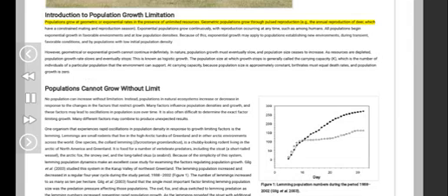Populations grow at geometric or exponential rates in the presence of unlimited resources. Geometric populations grow through pulsed reproduction, e.g., the annual reproduction of deer, which have a constrained mating and reproduction season. Exponential populations grow continuously, with reproduction occurring at any time, such as among humans. All populations begin exponential growth in favorable environments and at low population densities.